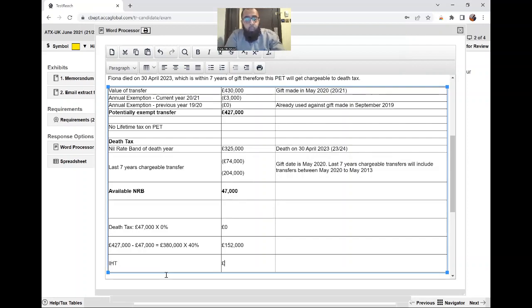IHT 152,000. Because these were just 3 marks, the examiner wouldn't have expected you to write so much narrative. I will repeat it again. I want you all to concentrate on it.